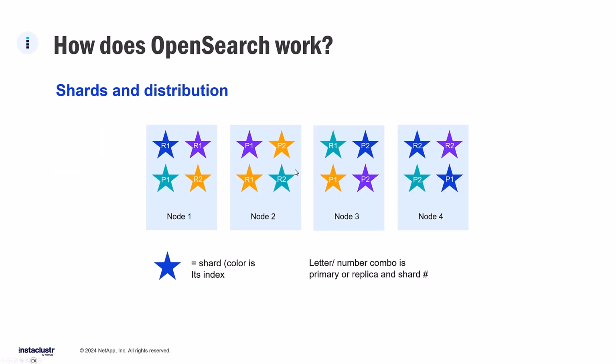This is a diagram showing shards and distribution. Each star is a shard. The color is its index. The letter and number combo is a primary or replica indicator and a shard number. For instance, R1 is replica 1 and P1 is primary 1. As you can see by this diagram, due to the distribution of shards across nodes, even if a node were to go down, you could replicate the data sets with primary and replica shards across the other nodes.